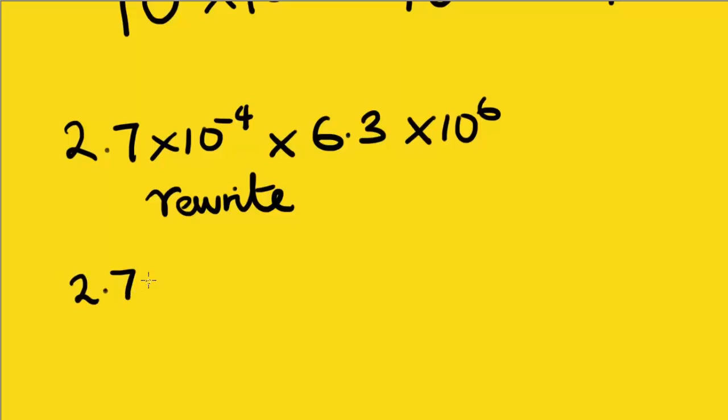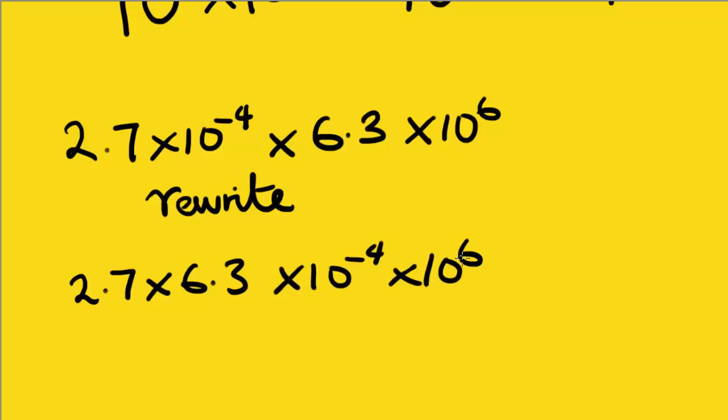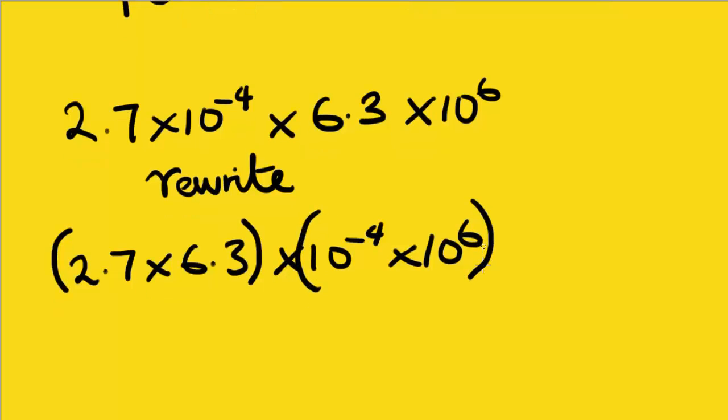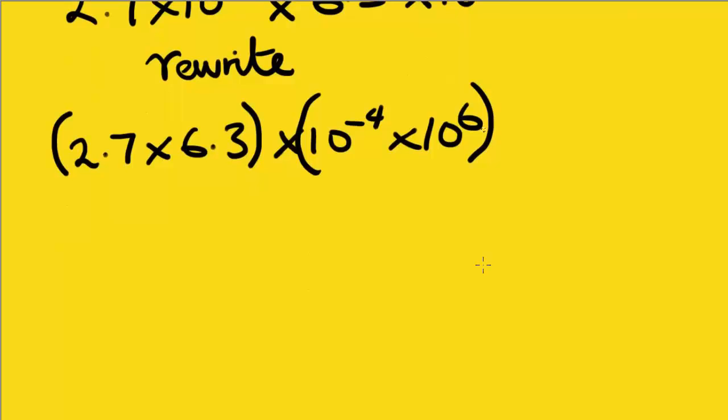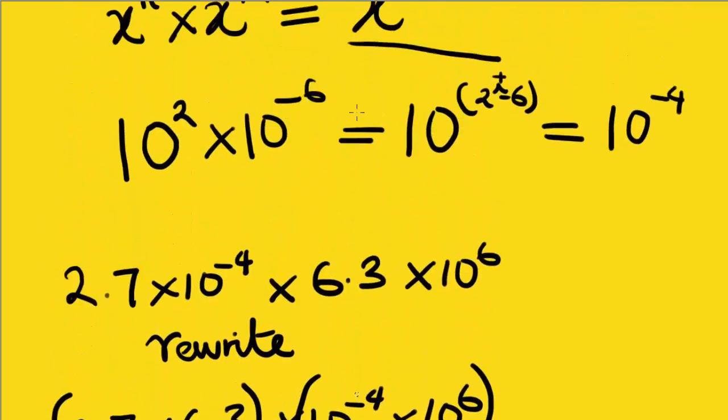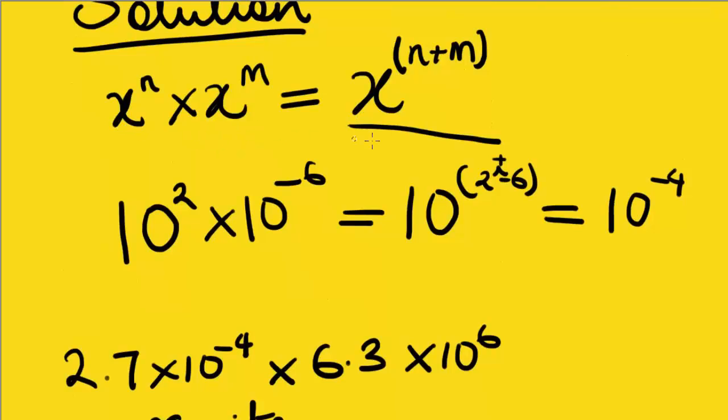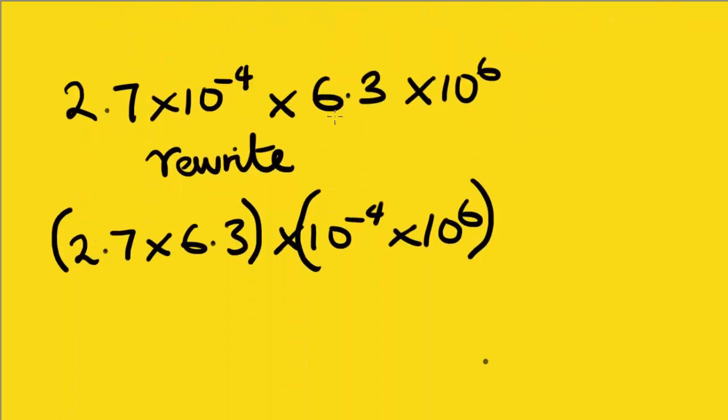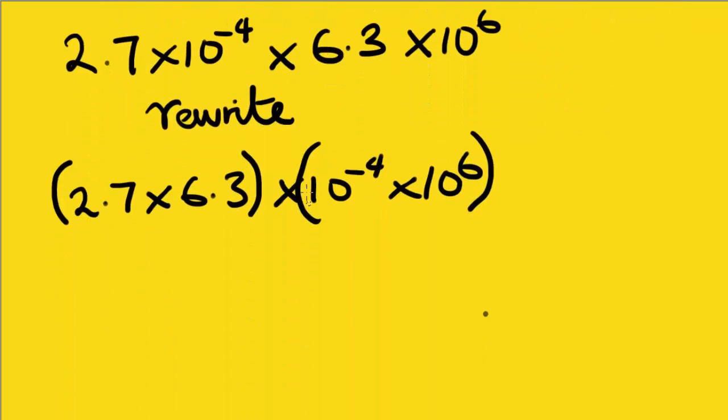So I have 2.7 times 6.3 times 10 to the minus 4 times 10 to the 6. And I'll further even group the multiplication problem, so I'll have all the 10s together and all the other numbers together. The reason why I'm doing this is so that we can apply this law of indices, this one here, to the 10s because they have the same base.